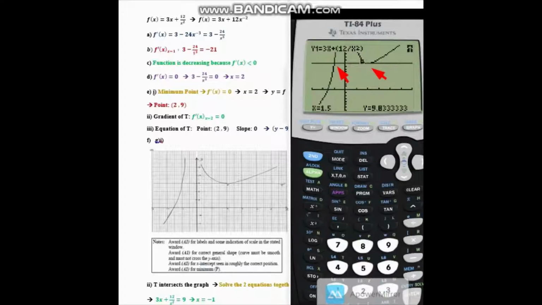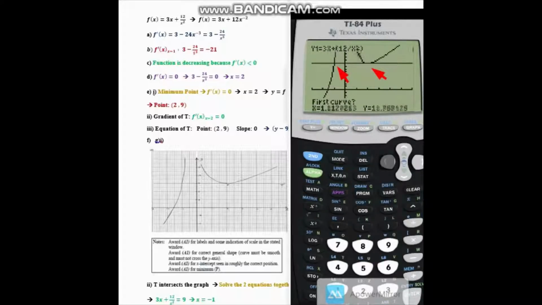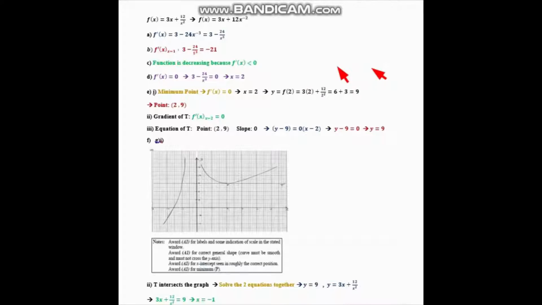So I press second, trace, intersect, first curve, second curve, and the guess. The calculator tells me that the intersection is at -1 and 9. So x equals -1. Or you can do this manually as I've done right there. This shall also work. So take a minute to write the answer down if you will.